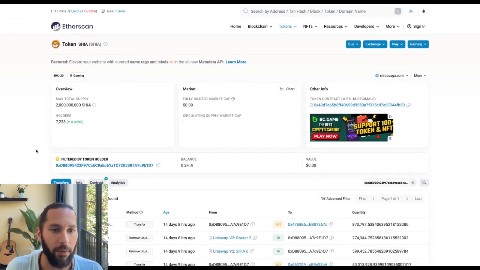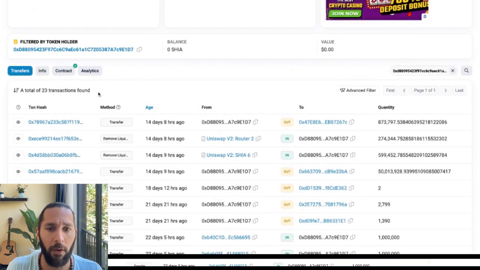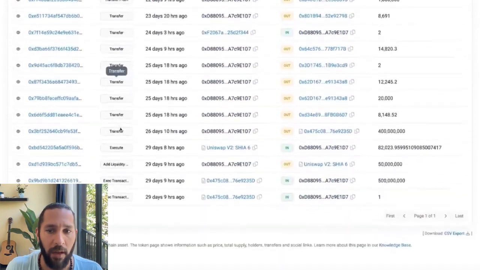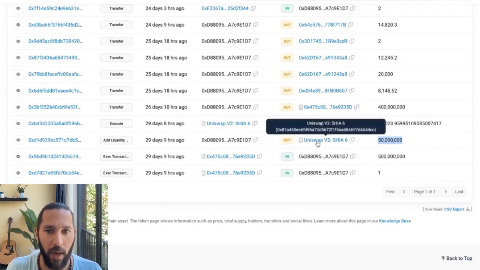We see that there's a total of 23 transactions found here. And if we go all the way down to the bottom, we'll see that initial test transaction of 1 token coming in, followed by 500 million tokens. So we verify this is the right wallet that received them. And then the very next transaction for the Shia token, 50 million going out to Uniswap V2 Shia 6. And here, Etherscan denotes this as an add liquidity ETH, which means this is the transaction that took place to provide liquidity in this liquidity pool contract address.